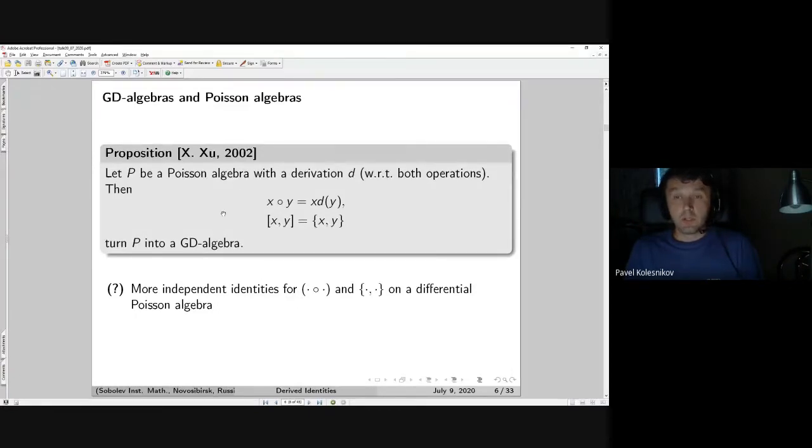It was noted by Xiaopin Su, probably the first time, that a Poisson algebra, an ordinary Poisson algebra, can be equipped with a derivation. The derivation is supposed to be a derivation relative to both operations. It satisfies the Leibniz identity both for commutative multiplication and for the Poisson bracket. Every Poisson algebra is in particular a Lie algebra, of course, relative to the bracket. The circle operation, defined as before, turns a Poisson algebra into a GD algebra.